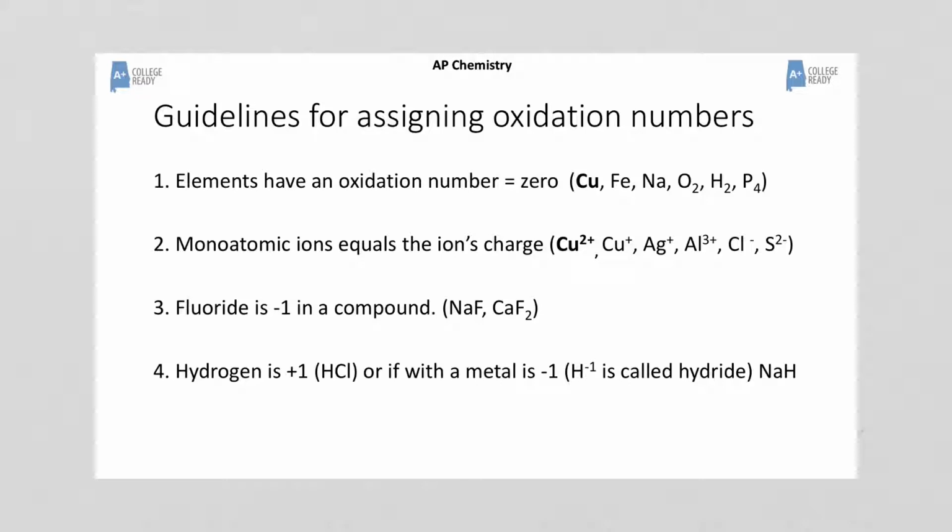Number 4, hydrogen. If hydrogen is acting as a metal, like it's with a nonmetal, we're going to give hydrogen its +1. So you'll see this in acids in many cases. So +1 if hydrogen's in a compound with a nonmetal, since nonmetals tend to be negative. But if it's bonded with a metal, this is when we call it hydride. So we've got H+ is hydrogen ion, but H-1 is hydride.